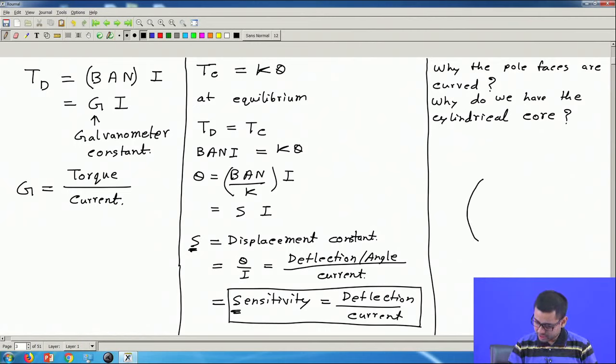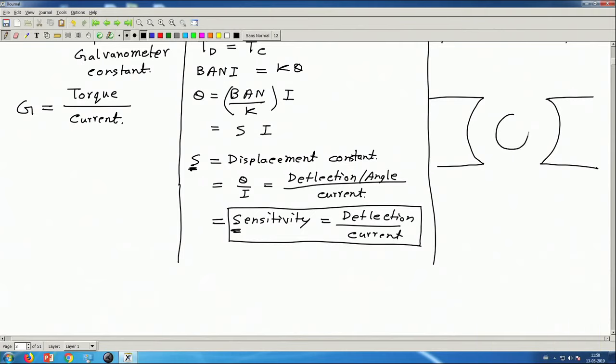So, these are two pole faces and we have a cylindrical core. Now, the core will definitely increase the amount of flux, the flux density, because this core has a higher permeability, lower reluctance than air. So, more flux will pass through from the north to the south pole. If we did not have this core, then the flux density would have been lower. So, the core increases the flux density.